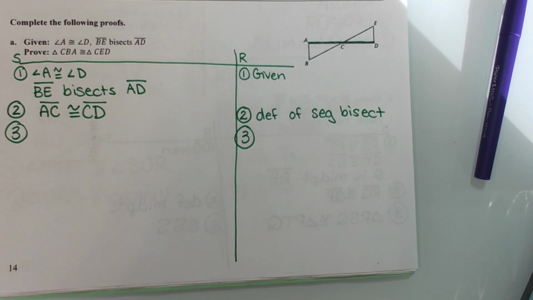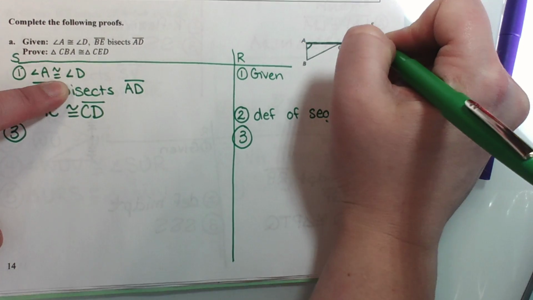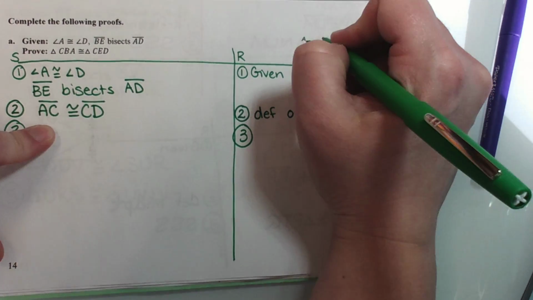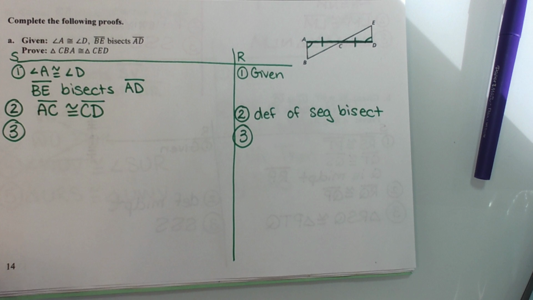What have I not done in my proof so far that I probably should? Mark the congruence on the picture. I have 2 congruents in my proof right now, but I have nothing marked as congruent in my picture. Angle A is congruent to angle D. We were given that. I marked those angles. Segment AC is congruent to segment CD. I marked those sides.